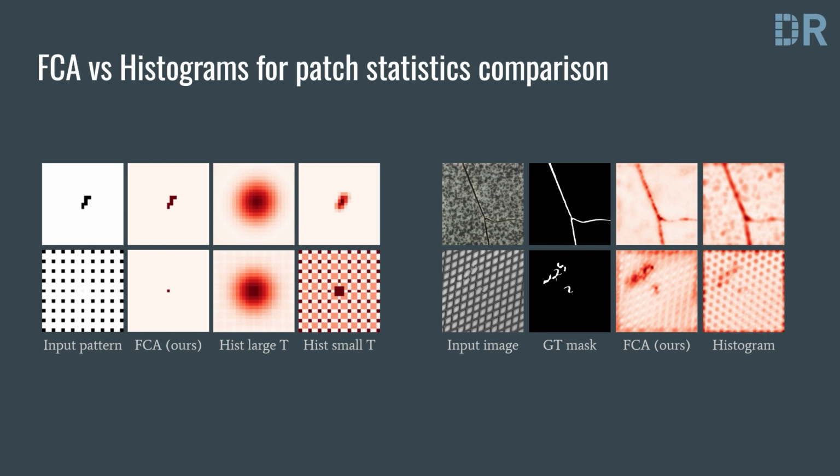On the right-hand side, we perform the direct comparison between our method and histograms on real images. Similarly, our FCA yields a more precise localization and fewer false positives.